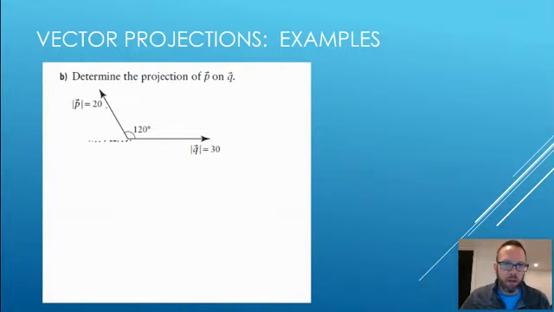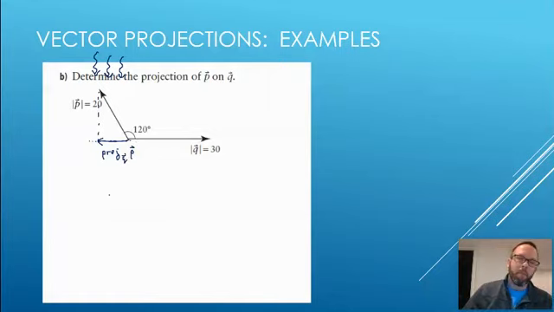So we're projecting onto Q. Light source coming down perpendicular to Q would create a shadow kind of like this. So this is the projection onto Q of P. All right, so we've drawn it. Let's find its magnitude and its direction.